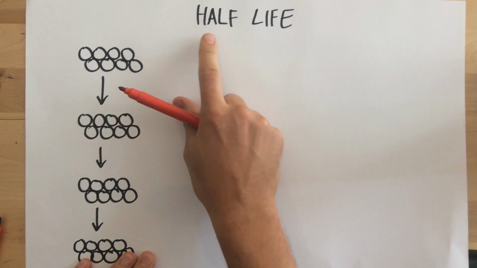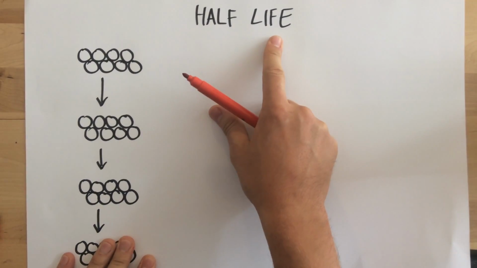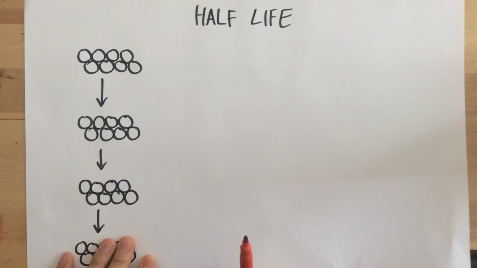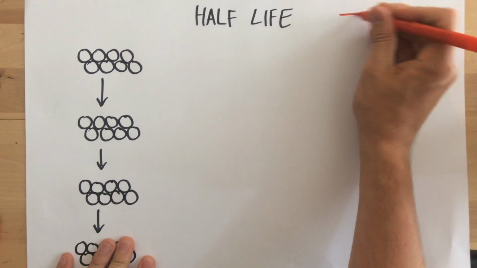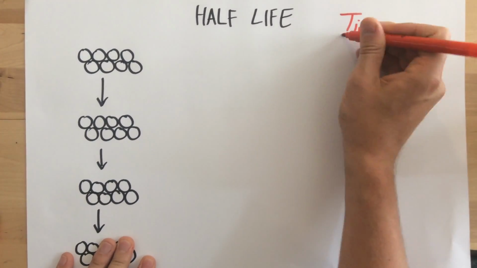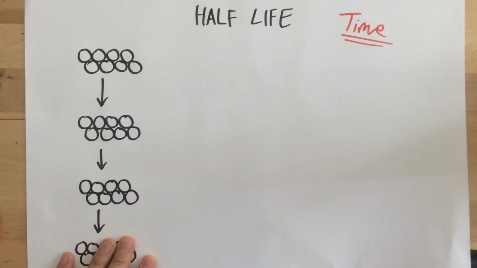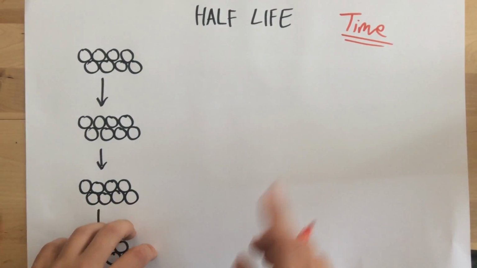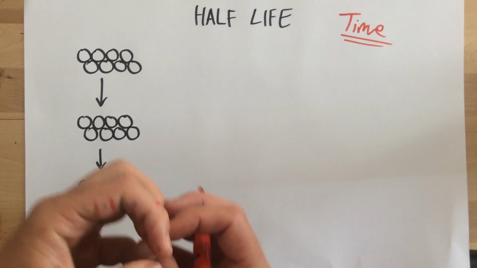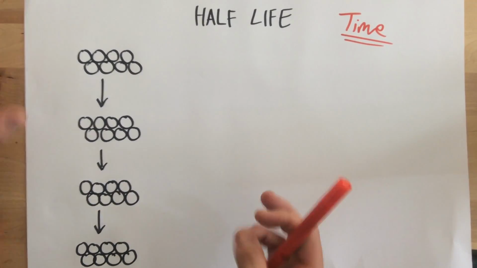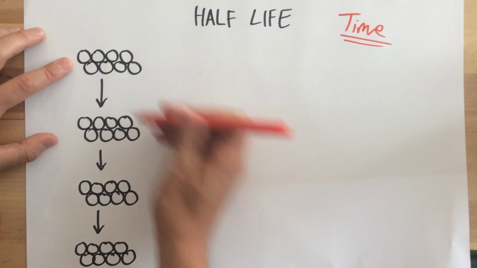Okay, today I'm going to talk to you about half-life. Now, the half-life of a radioactive isotope is the time taken for half of the undecayed nuclei to decay. So first of all, what we need to know is, what does decay mean? Decay just means to break down.